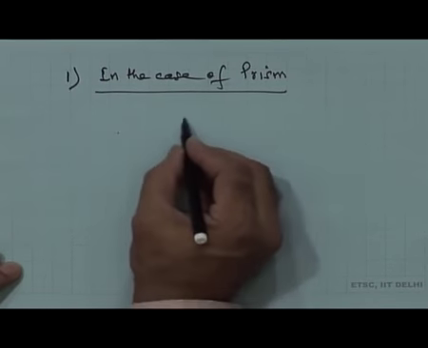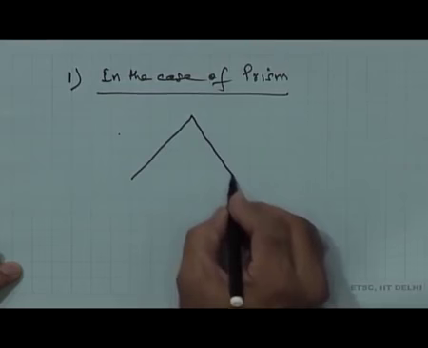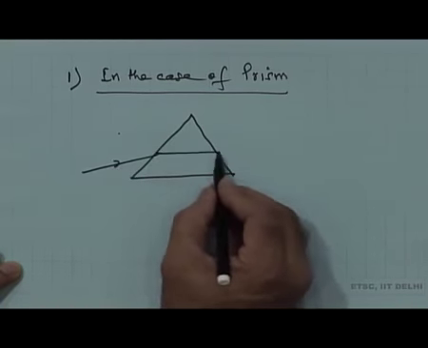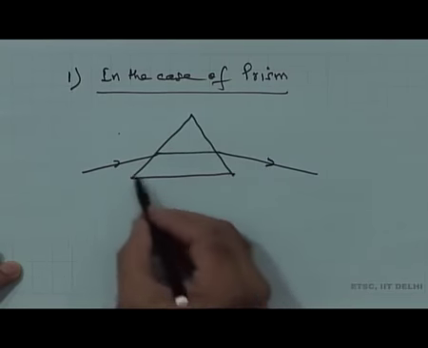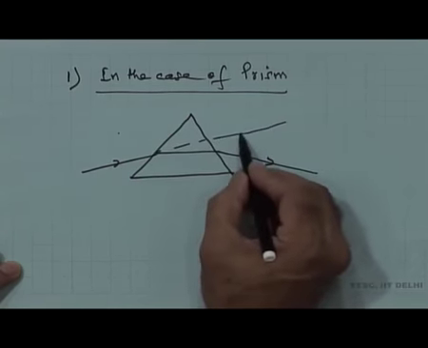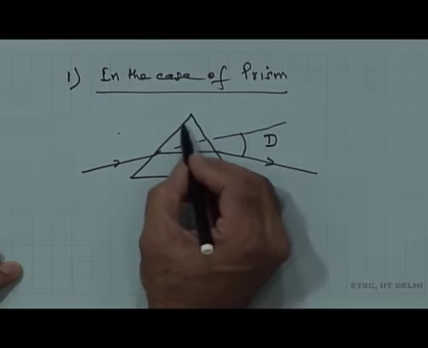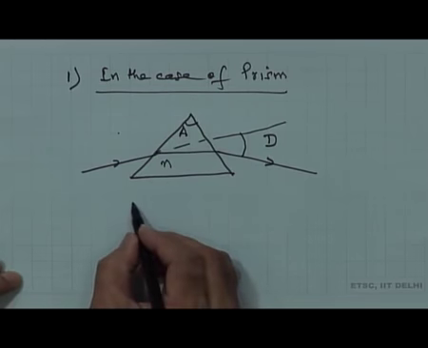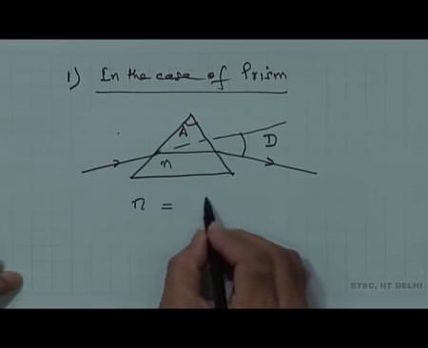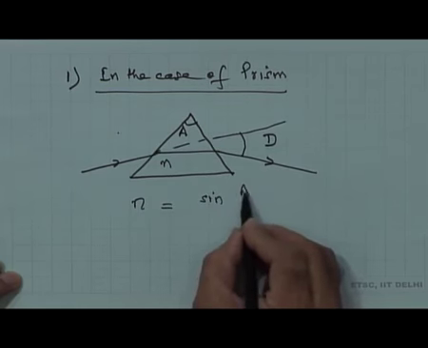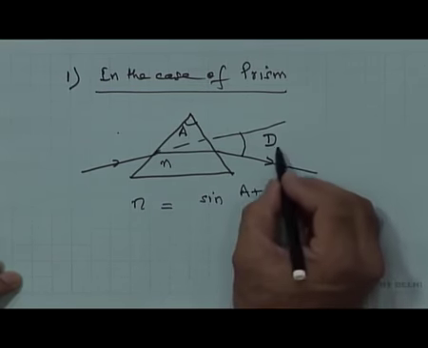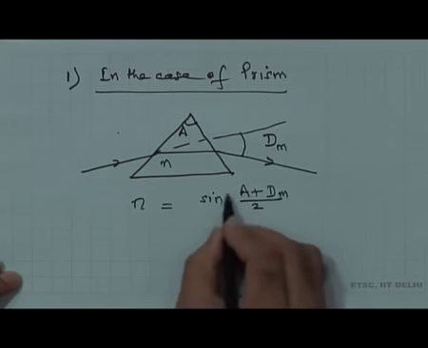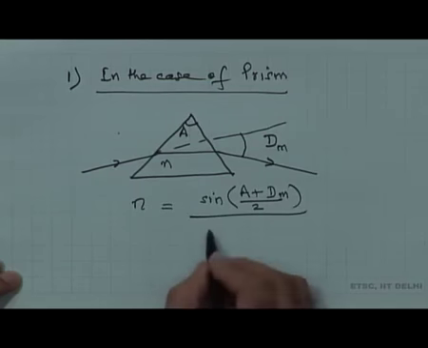We derived, so here is the prism, and this was the angle of incidence, and here the refracted ray, and then we had this angle of deviation D, angle A, and refractive index of the prism. And then we said n is equal to sin((A + D_m)/2) divided by sin(A/2). Actually, this is true for the angle of minimum deviation D_m.